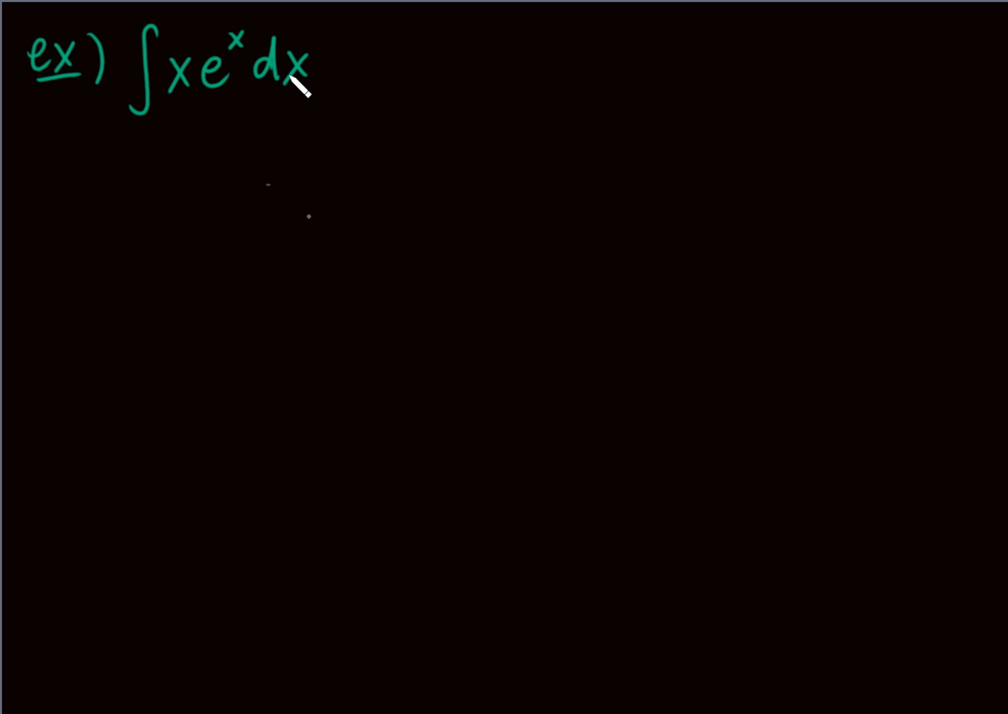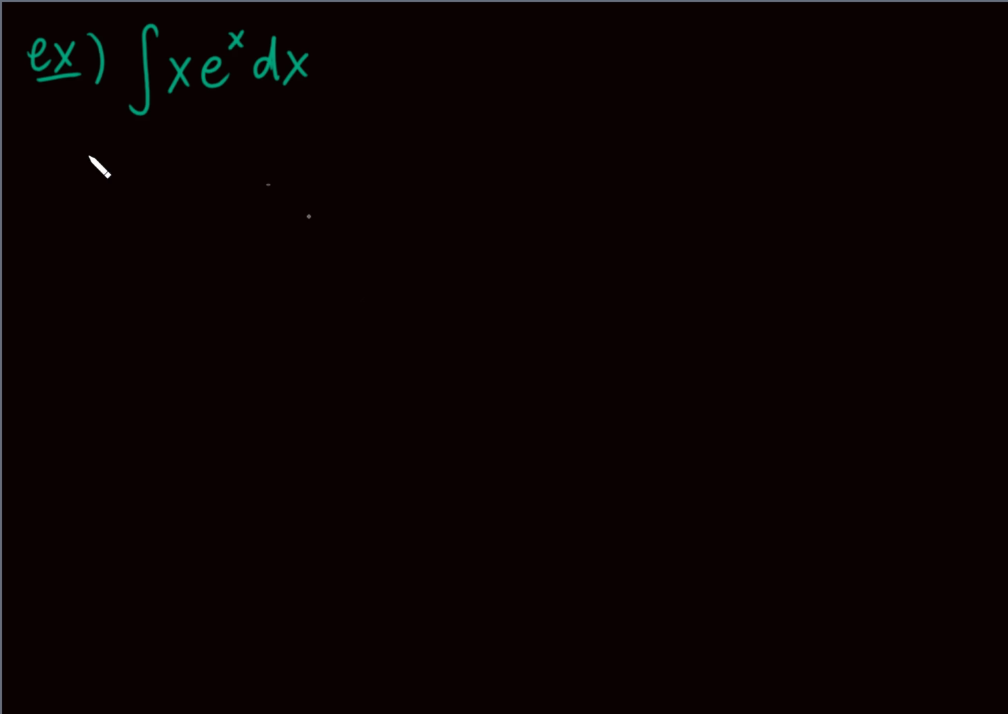What am I going to use to integrate this? If I look at this, I see I can't really use substitution. I would normally want u to be x, but the derivative of x is 1, so I wouldn't be able to get rid of this x. So I really don't have a case for substitution.